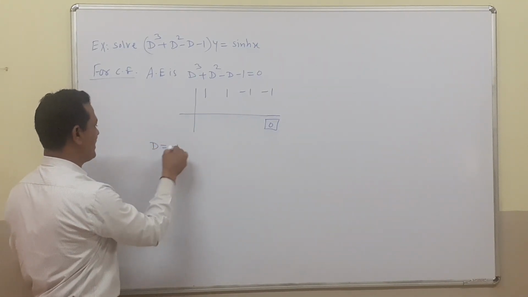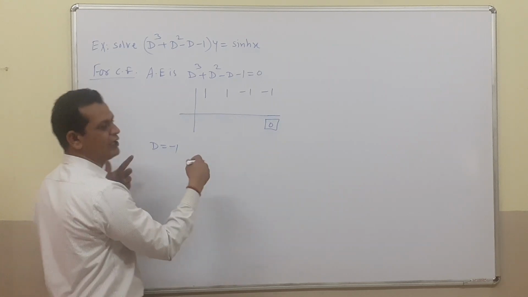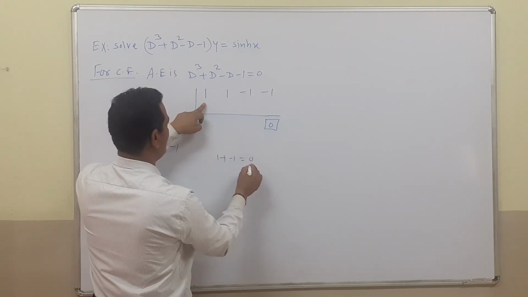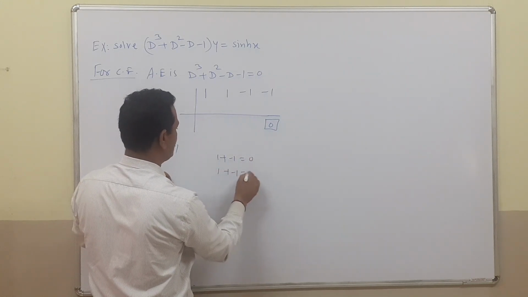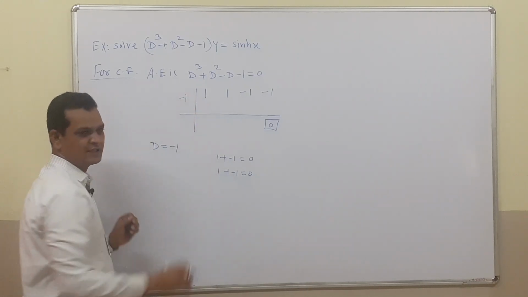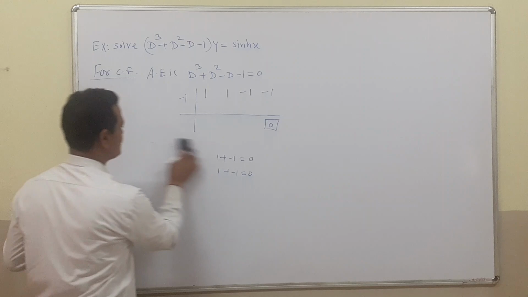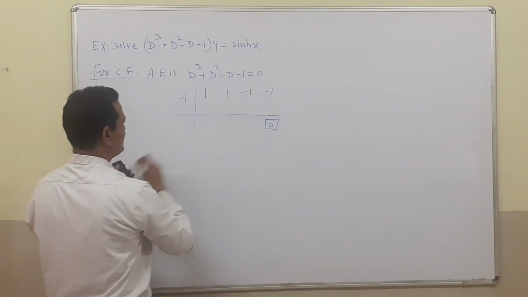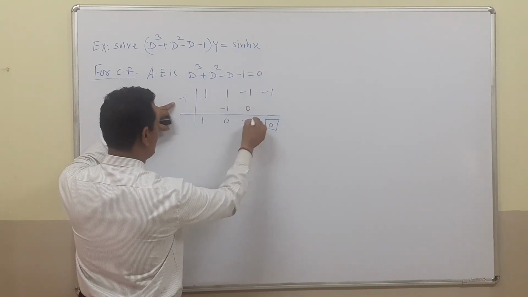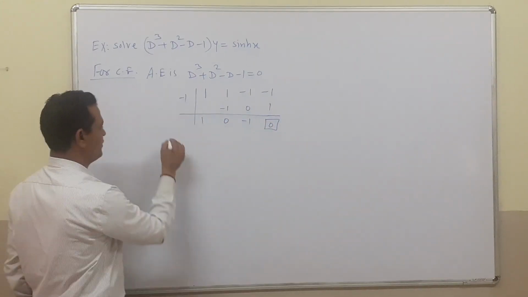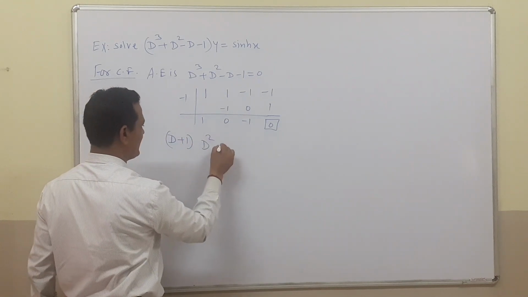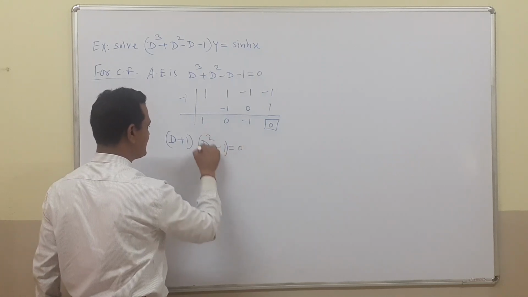So d is equal to minus 1 is a factor when the sum of alternate coefficients is equal. 1 plus minus 1 is 0, and 1 plus minus 1 is again 0. So the sums of alternate coefficients are equal. That's why minus 1 is a factor of this equation. So write minus 1 as the factor, and 1 as it is. Then this is minus 1, this is 0, this is 0, this is minus 1, this is 1, and the remainder is 0. So we can write these as d plus 1, then d square minus 1 is equal to 0. This is the second factor.